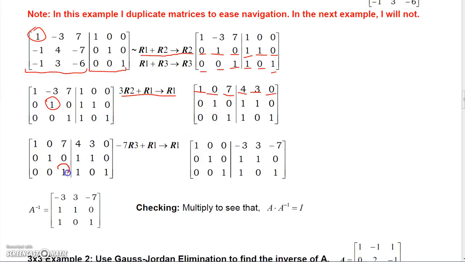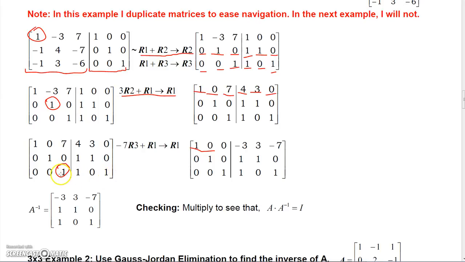I have to get a 1 right here, and I've got a 1 already, so what I need to do is eliminate this 7. Again, I don't have to eliminate anything in row 2 because it's already a 0, so this one is working out rather nicely. So let's multiply row 3 by negative 7 and add it to row 1 to get rid of the 7. If I multiply these zeros by negative 7 and add them to these entries up here, they're not going to change the value.